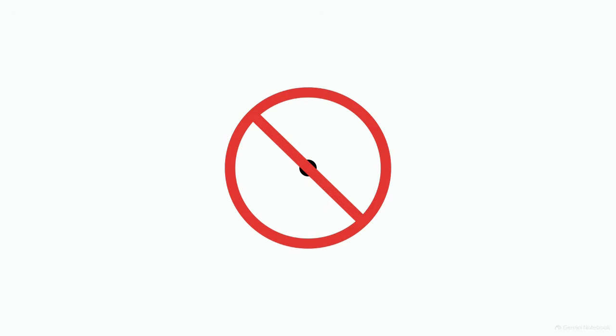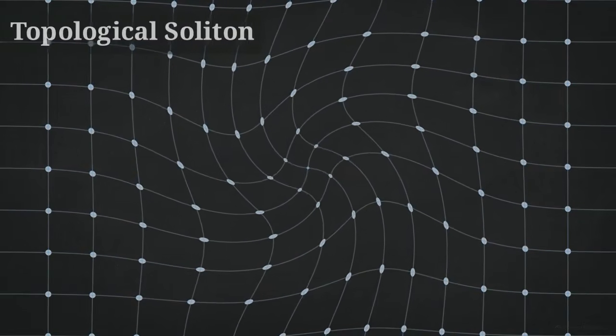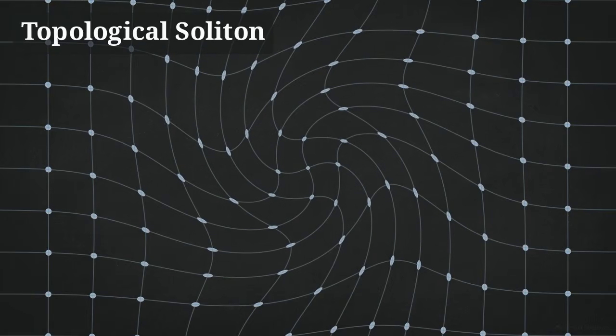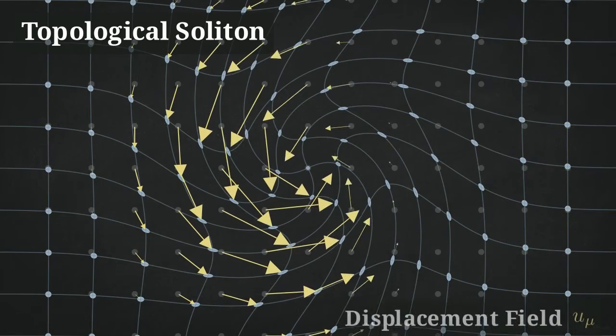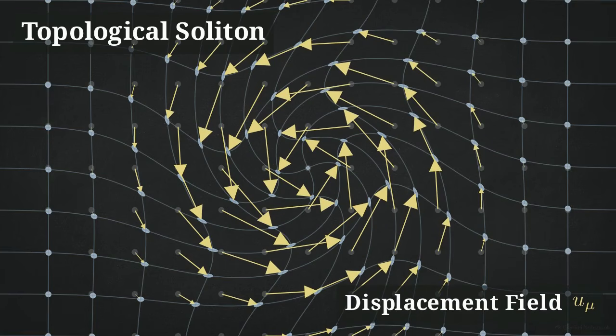In this model, matter does not consist of independent, point-like objects resting inside a void. Instead, a fundamental particle is a localized topological knot, scientifically termed a soliton. We map this stable knot using the displacement field, represented by the vector u mu. These arrows point from the plenum's undisturbed baseline intersections to their newly deformed positions.